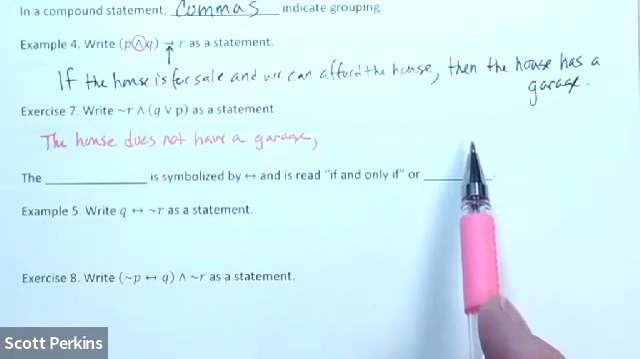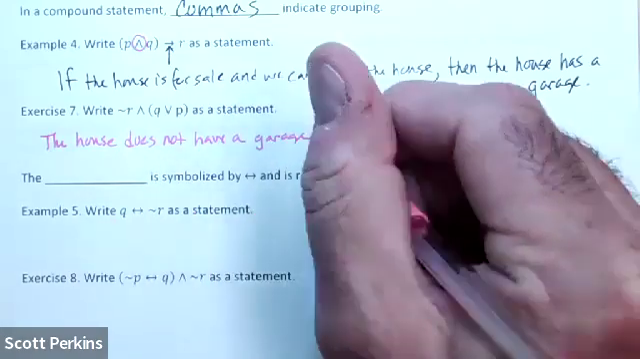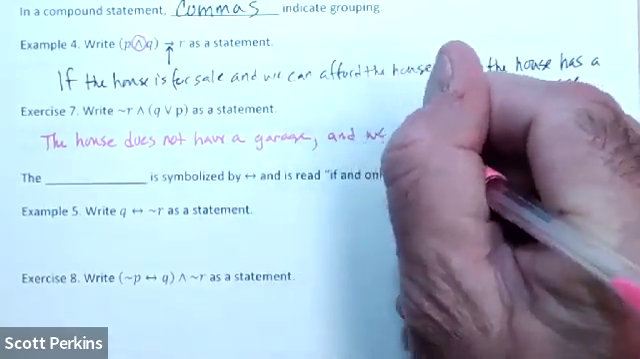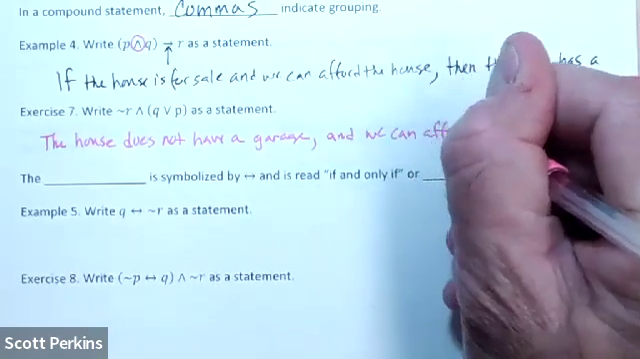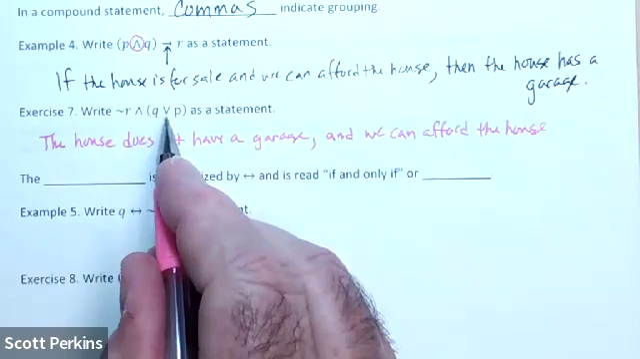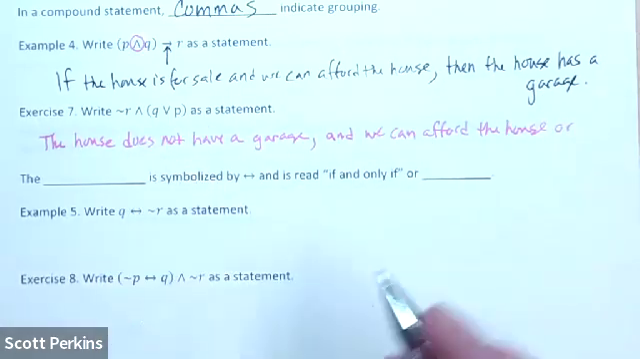Okay, they go together. So the house does not have a garage, comma, and Q, we can afford the house. This is the symbol for the disjunction. So or P, the house is for sale.